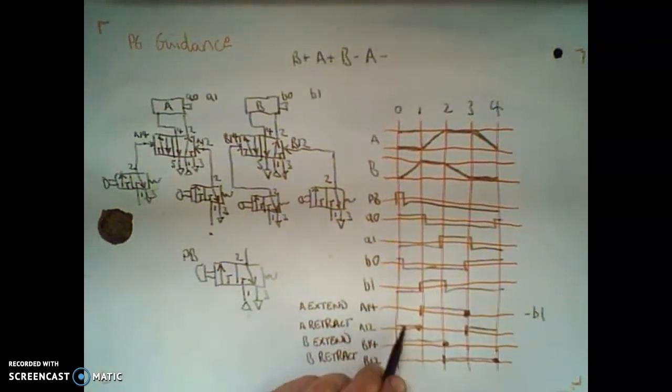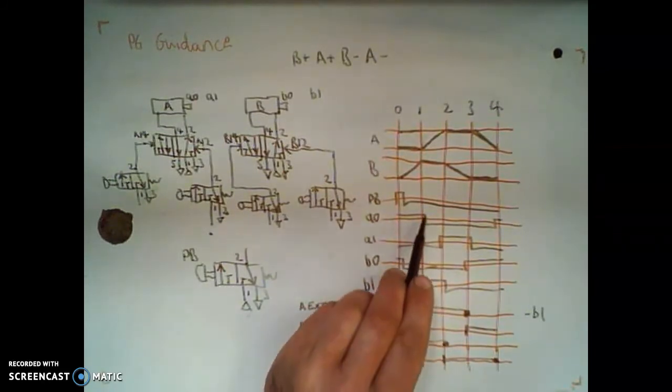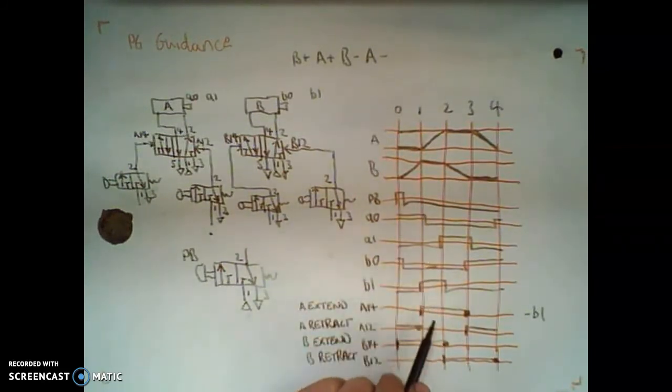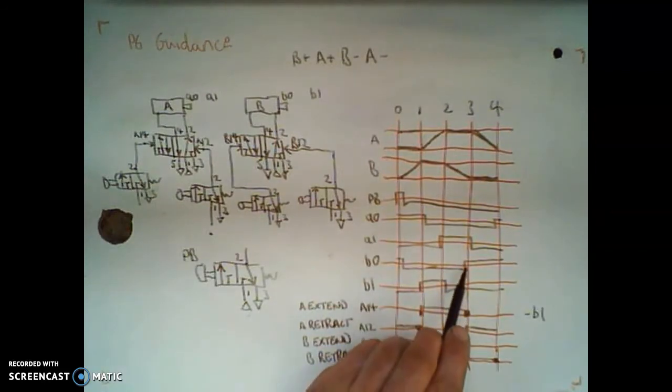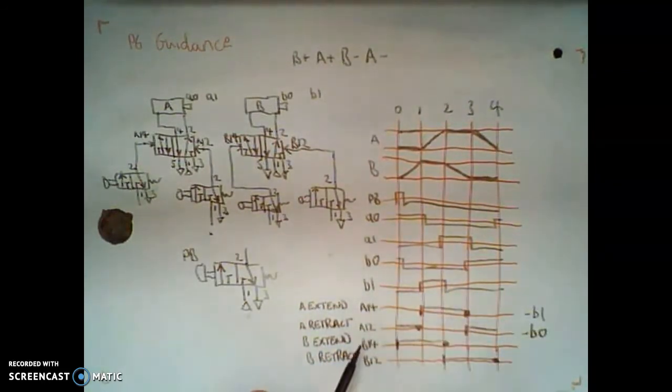A14 triggered by B1, because you find out where the pilot line goes high, there's where it has to come on, and there's the switch that's going high. None of the rest of them are going high at that point. A retract, so A retract here, it's starting here, go and find the switch that goes high, B0. So B0 is what triggers A12.